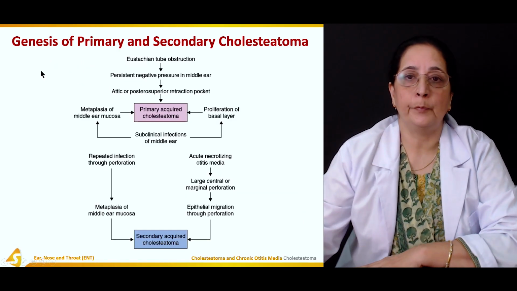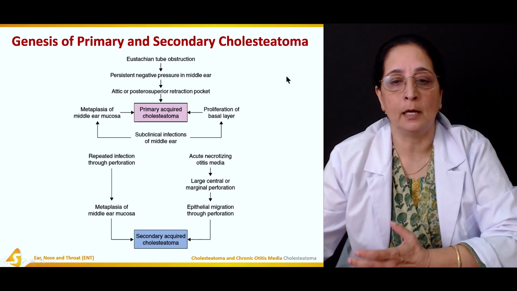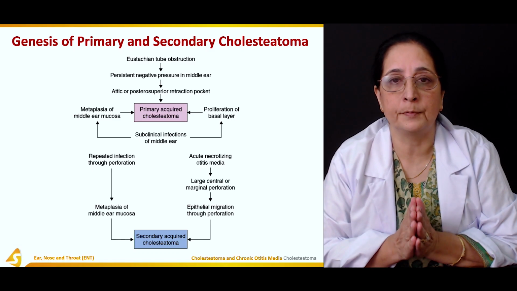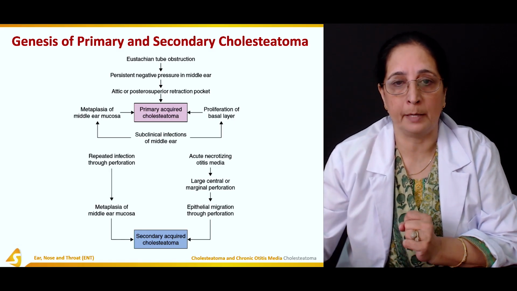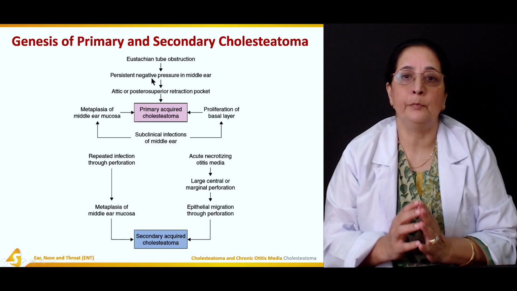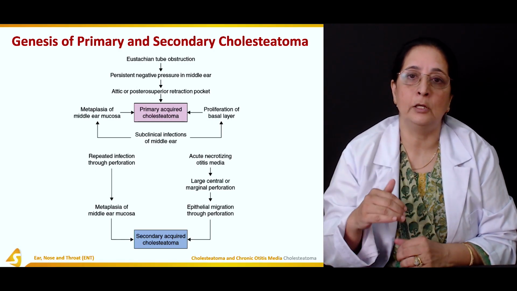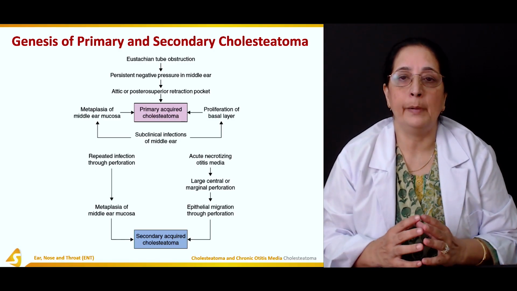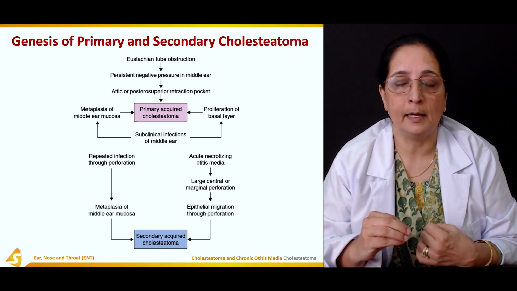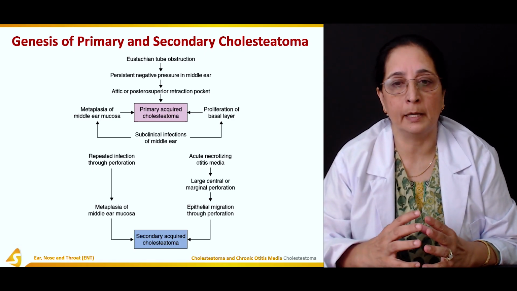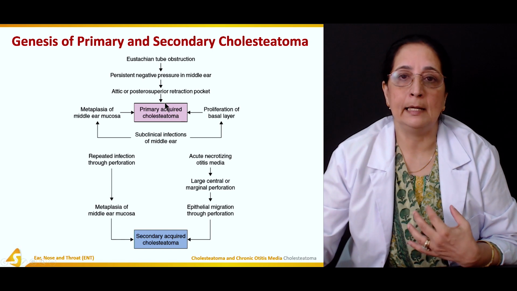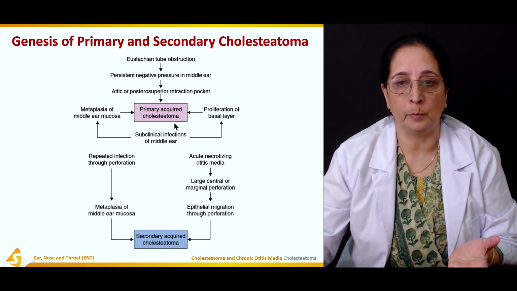Next, what's the genesis of primary and secondary cholesteatoma and how are they formed or developed? Usually the beginning is obstruction of the eustachian tube in primary. With the obstruction, there is negative pressure in the middle ear, because with the obstruction of the eustachian tube, it cannot balance the pressure with the atmosphere. So there is negative pressure in the middle ear and it leads to the formation of a retraction pocket. And then once the retraction pocket is formed, this can lead to primary acquired cholesteatoma.